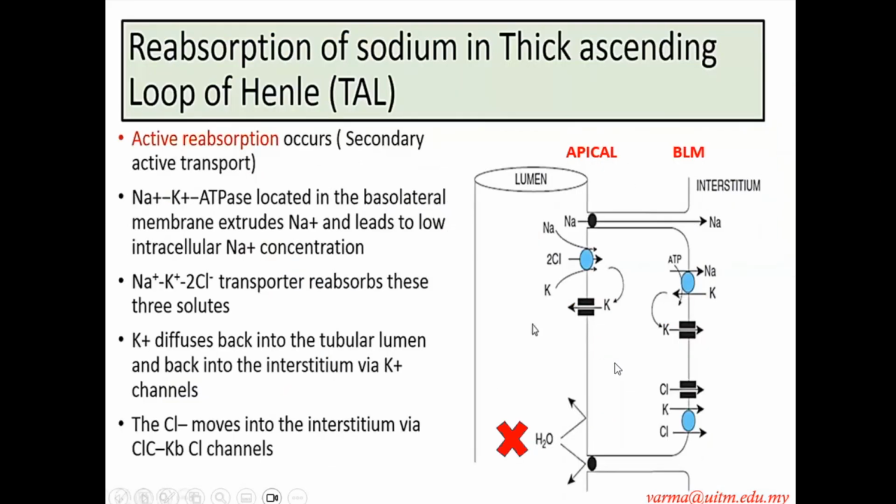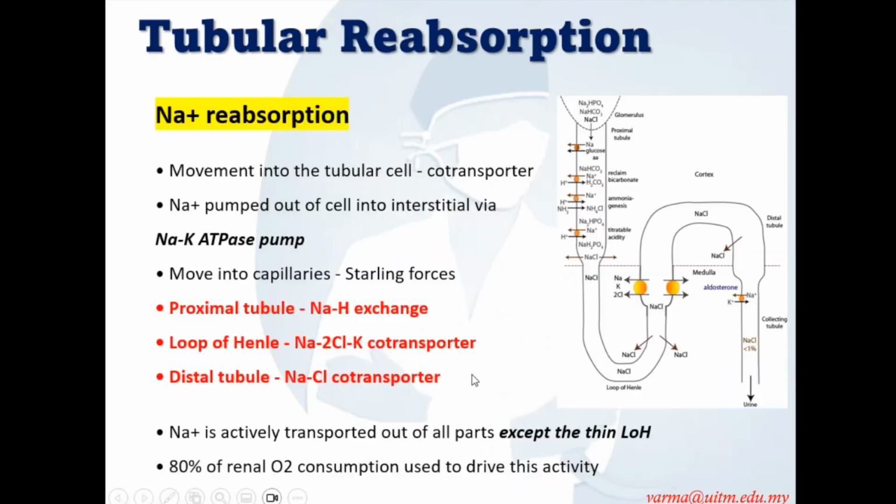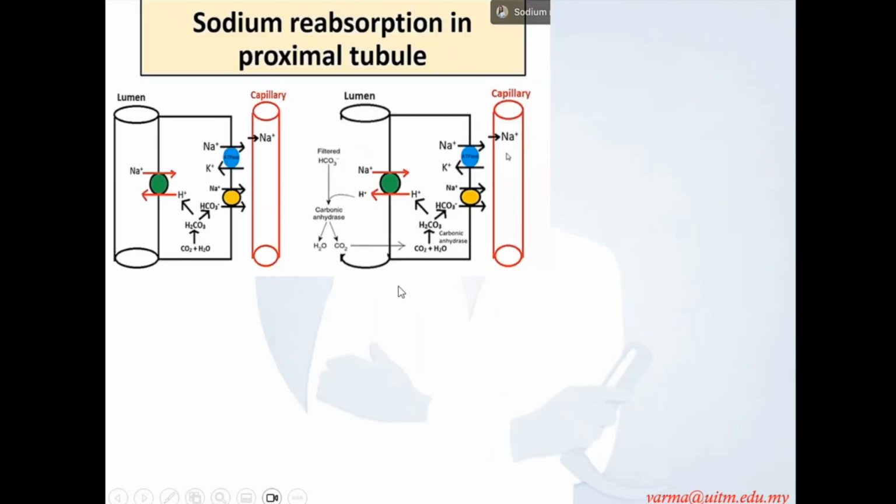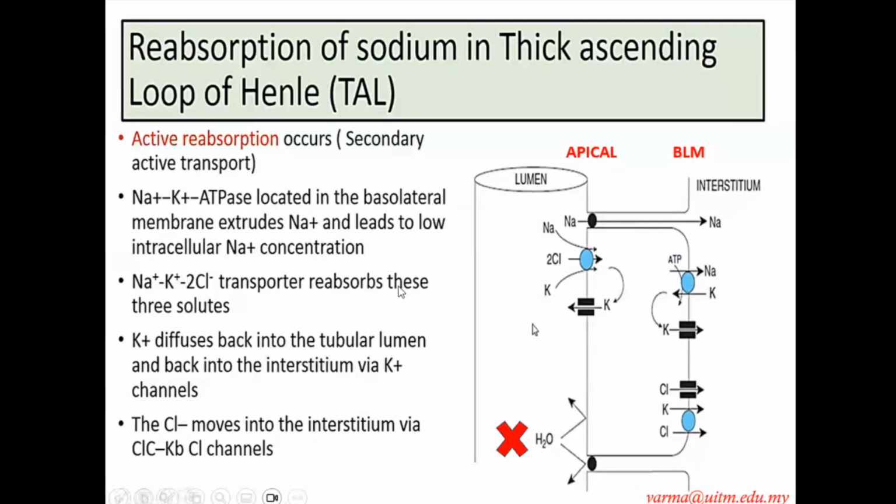So reabsorption of sodium in the thick ascending loop of Henle, this part. Okay, now we are going to this part, the thick ascending limb of the loop of Henle. So the active reabsorption occurs again. Active means it requires the sodium potassium ATPase pump to maintain the chemical gradient. But the reabsorption from the lumen into the cell is passive.